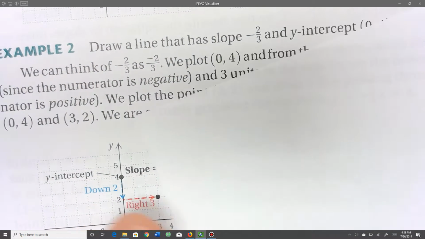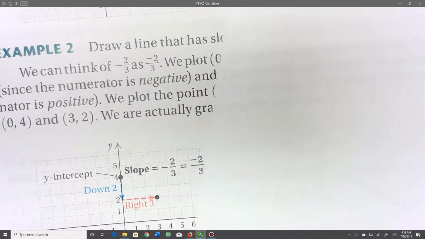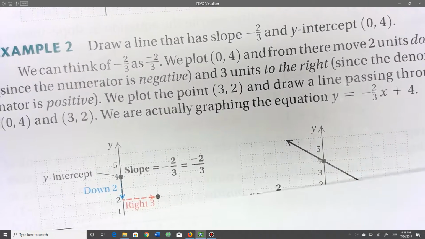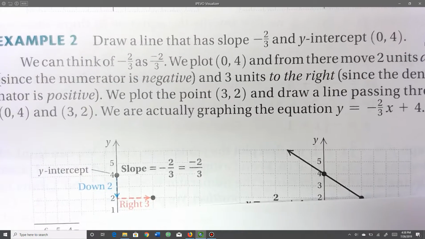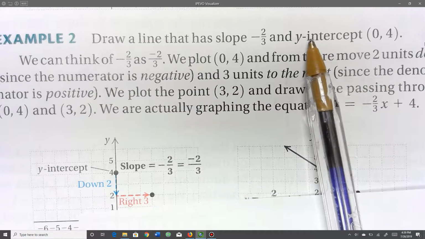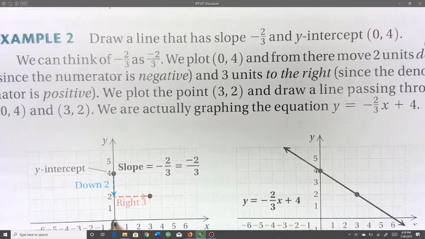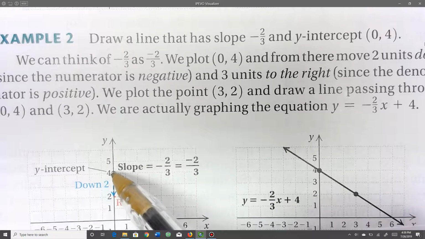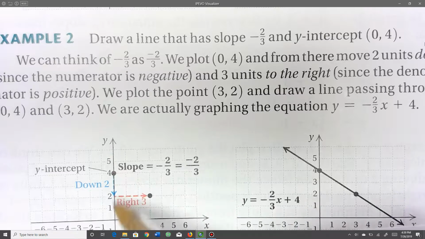Okay, so for the slope, again, for the points that we're supposed to start with, we need to plot the point they give us. In this case, it's going to be a y-intercept of (0, 4). Here I do start at my origin. I do not move to the right or to the left. I do move up 4 units and plot my point. When you're plotting points, you start at the origin.